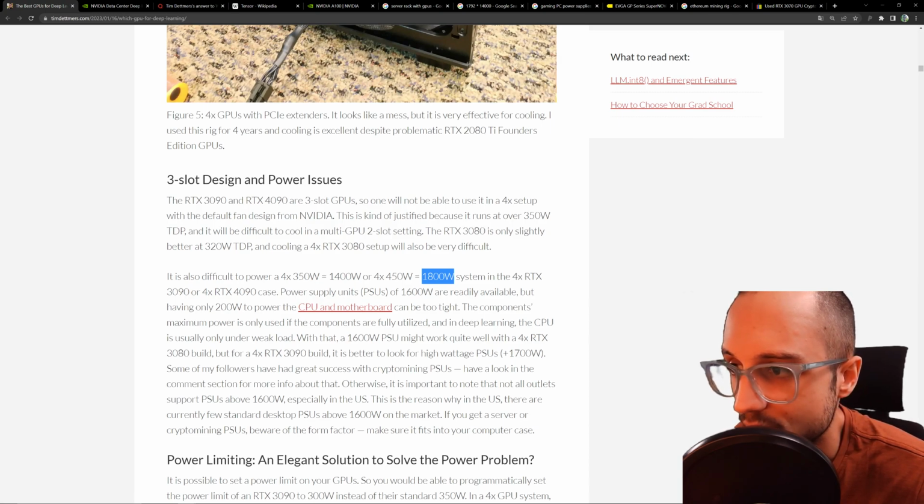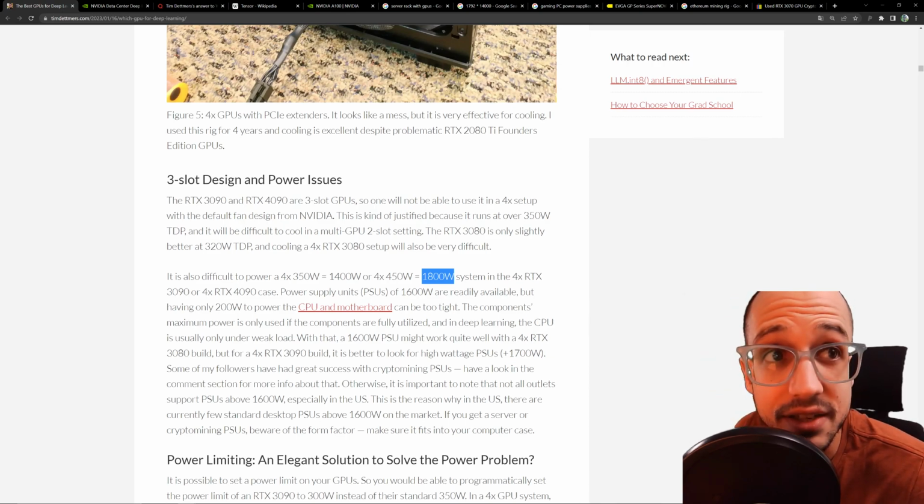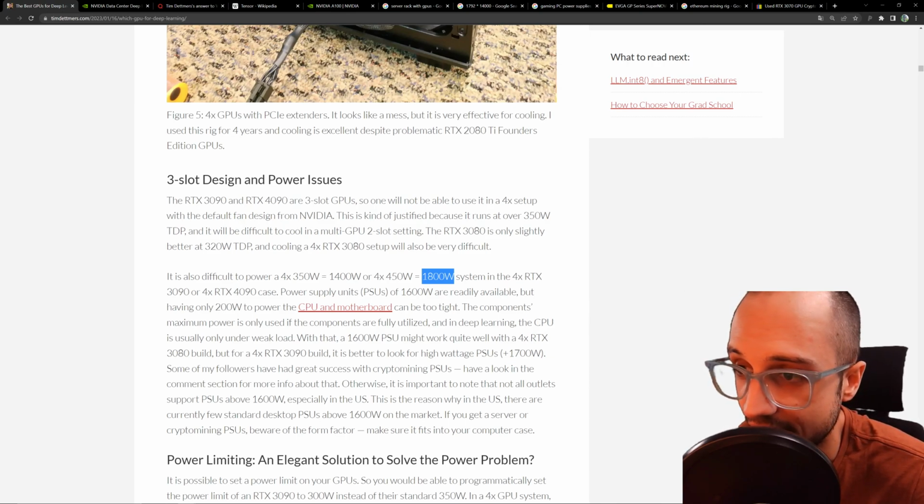Yeah, this is kind of what I was saying. Pick a really big power supply, because if you have multiple GPUs, they're very power hungry, and they're going to consume a lot of power.